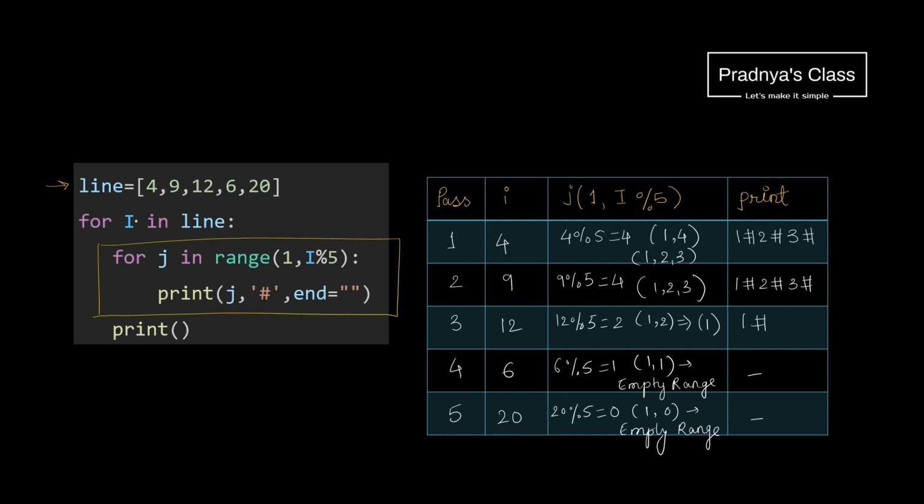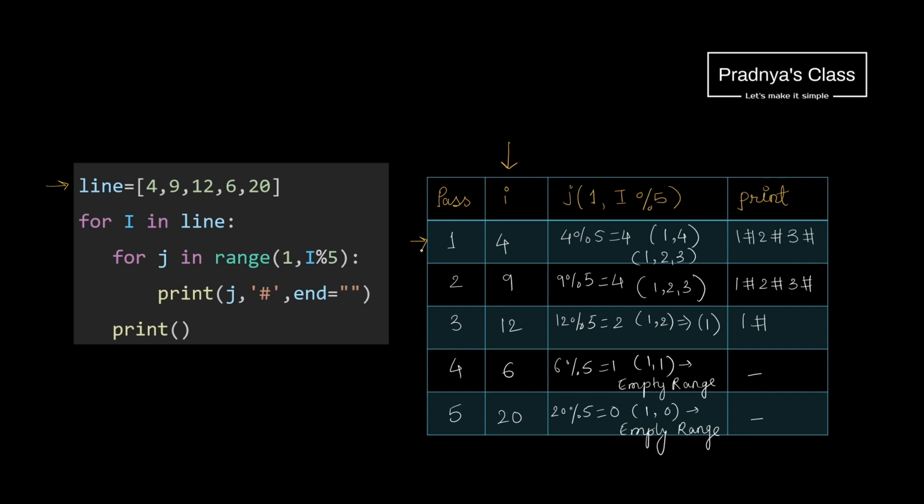What are the values of i? It is nothing but the individual elements of the list. Hope you are clear with the values of i: 4, 9, 12, 6, 20. We know the working of a nested loop. Now we need to check what are the values of j.